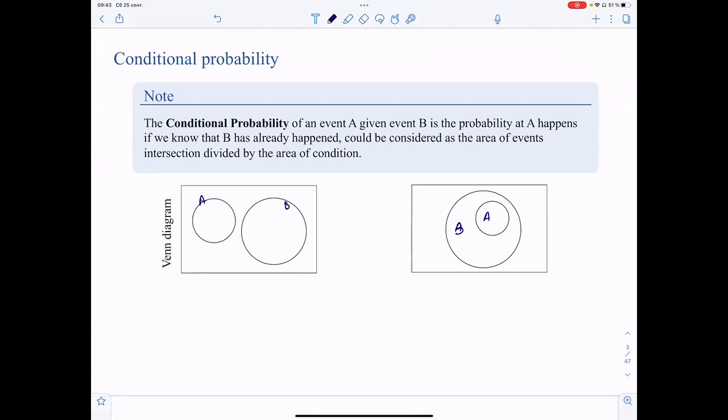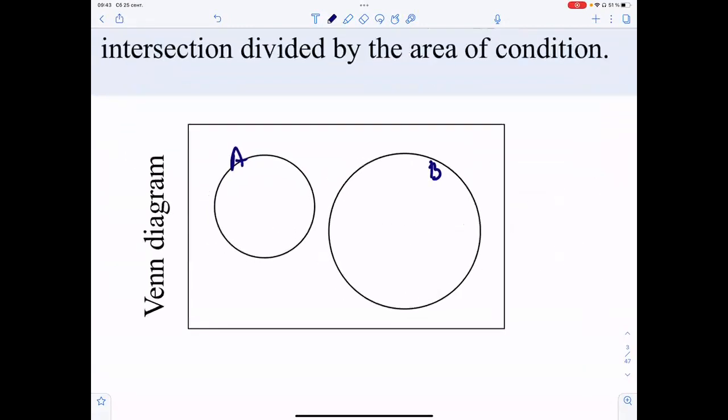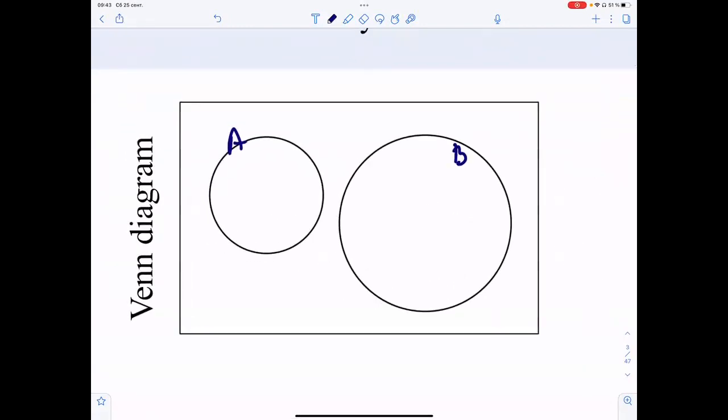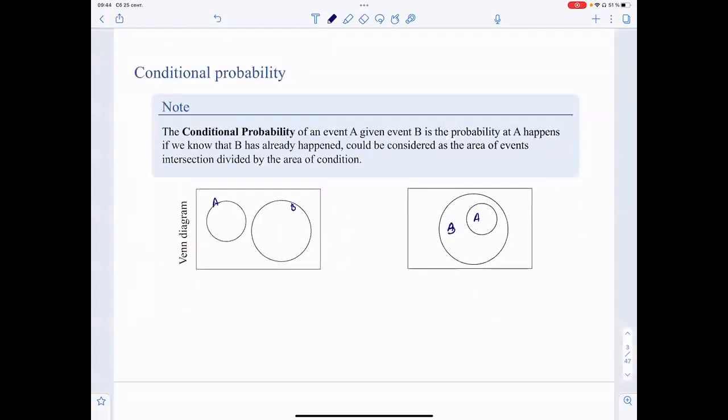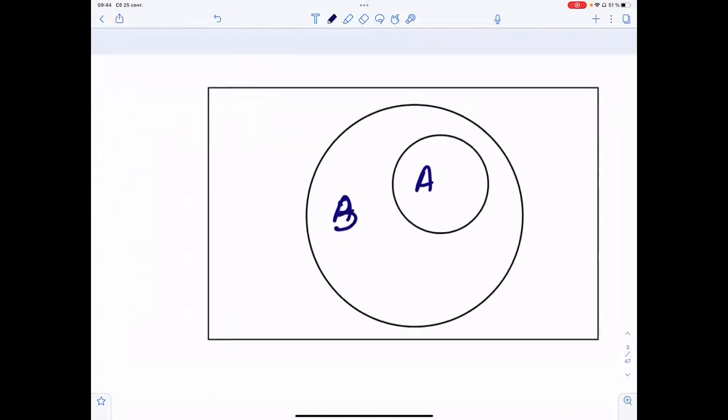Well, actually, you know from the first picture that once A happened, B cannot happen simultaneously, and vice versa. As a result, the conditional probability is not applicable here, simply because there is no intersection area of these two random events. And here's an alternative one.